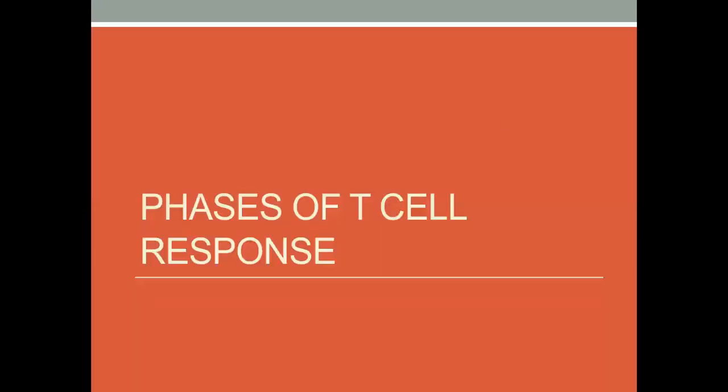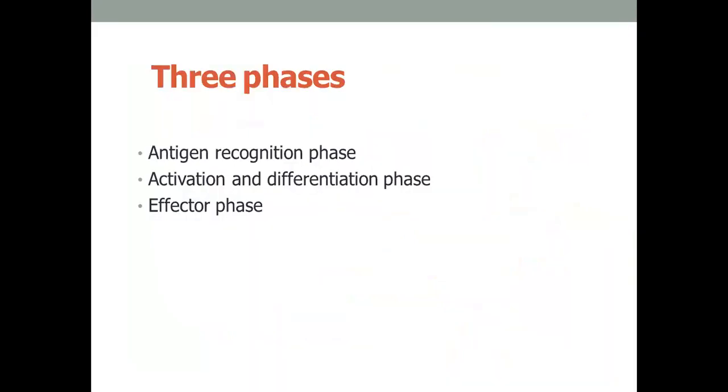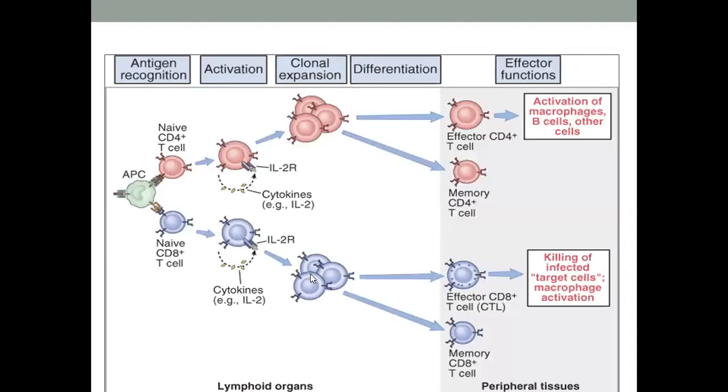Different phases of the T cell response. T cell activation is required to overcome the pathogens and produce immunity. There are three phases of this activation: the antigen recognition phase, the activation and differentiation phase, and the effector phase. So first, here you can see the antigen recognition.